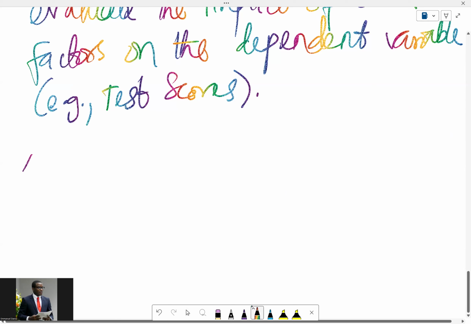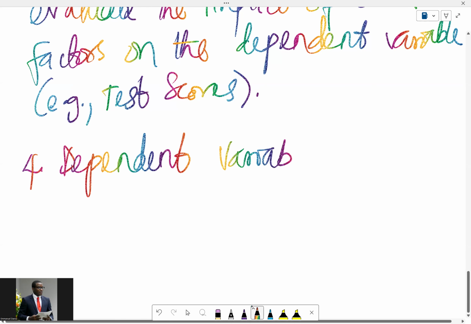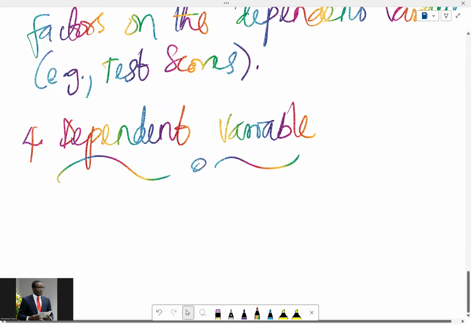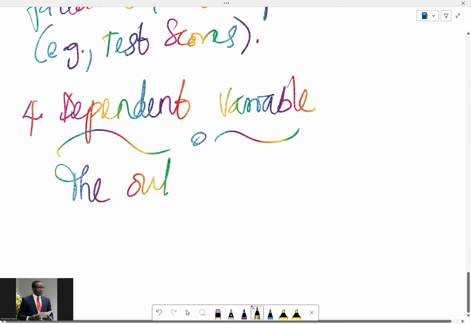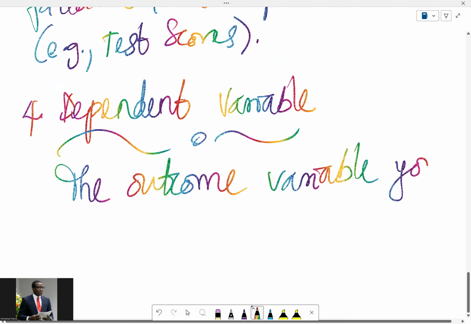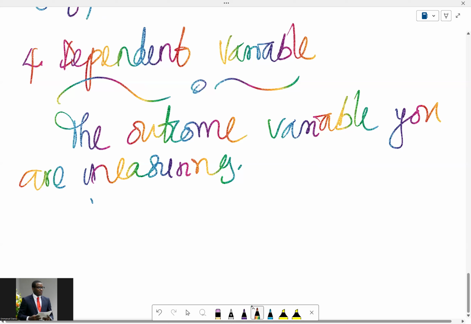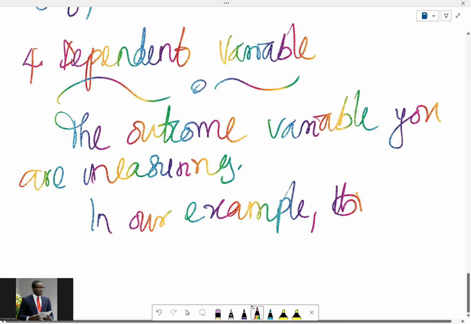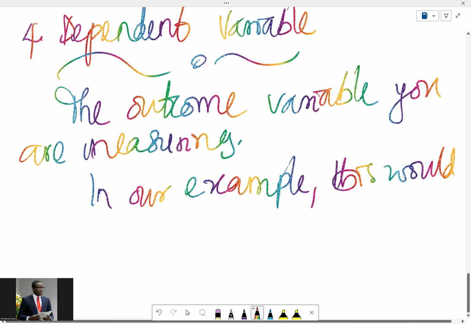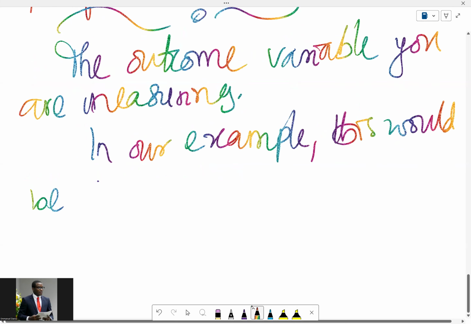So finally, we talk about the dependent variable, which we have been introduced to just now, talking about test scores. So the dependent variable is the outcome variable you are measuring. In our example, this would be test scores.